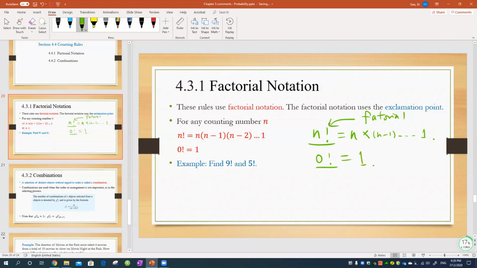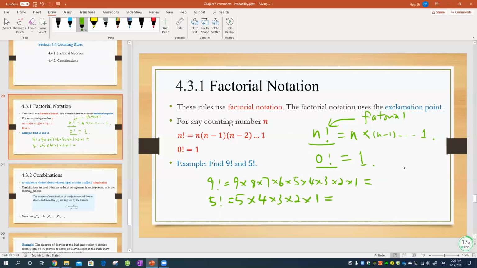Then let's do two examples. 9 factorial. By this rule, that represents 9 times 8 times 7 times 6 times 5 times 4 times 3 times 2 times 1. And that's going to be a huge number. We can calculate that. And 5 factorial equals 5 times 4 times 3 times 2 times 1. So this one is easier because we have 12 times 10, so that's 120. So that is 5 factorial and 9 factorial.